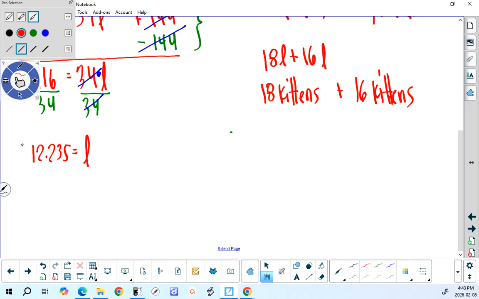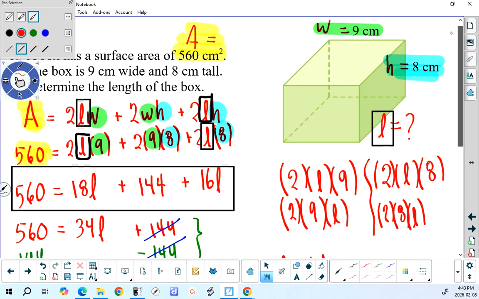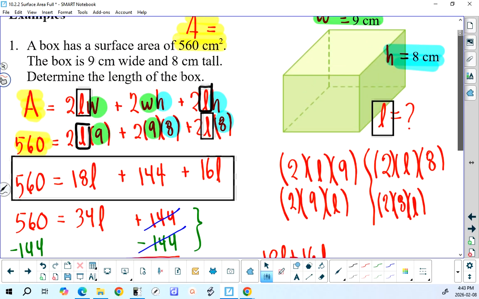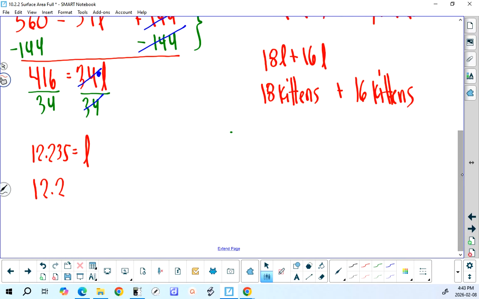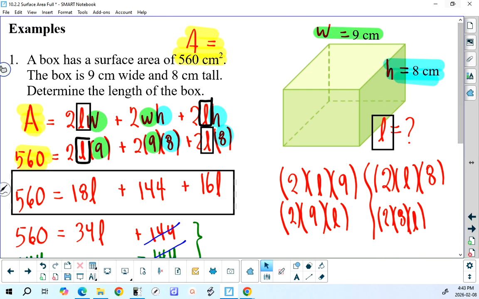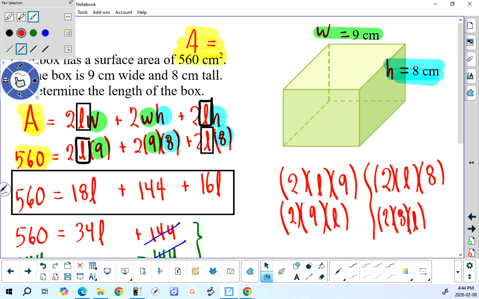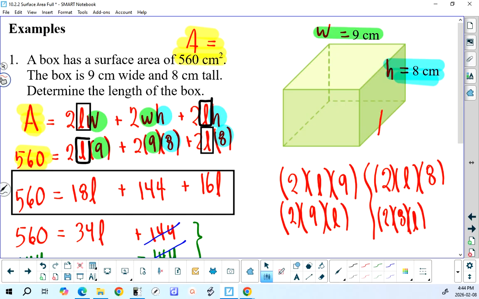And let's round it. I don't know if it says, it doesn't say, but let's round it to the nearest tenth. I'm going to say it's 12.2, and I think it was centimeters. And I'm going to convince you now that that number is correct. So I'm going to go to my calculator. I'm going to put up here in our diagram where L is. I'm going to put A for our answer.